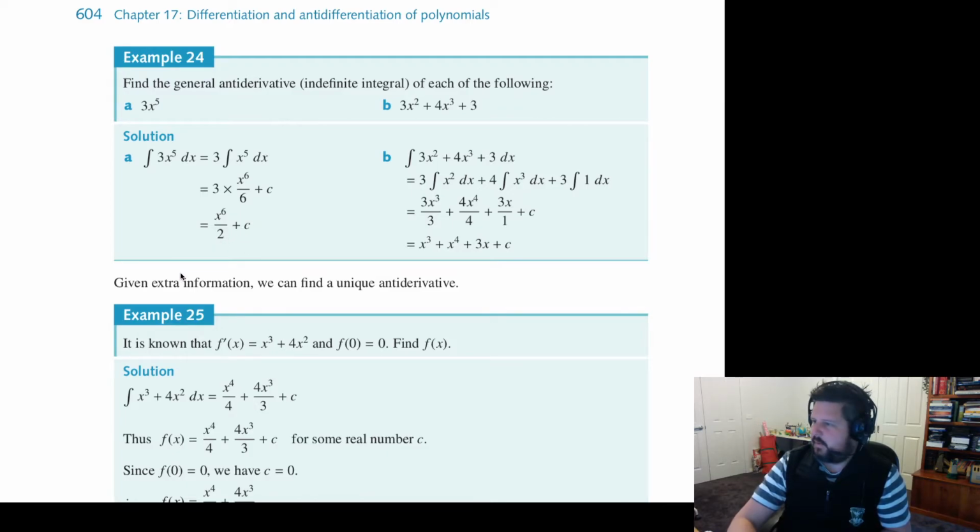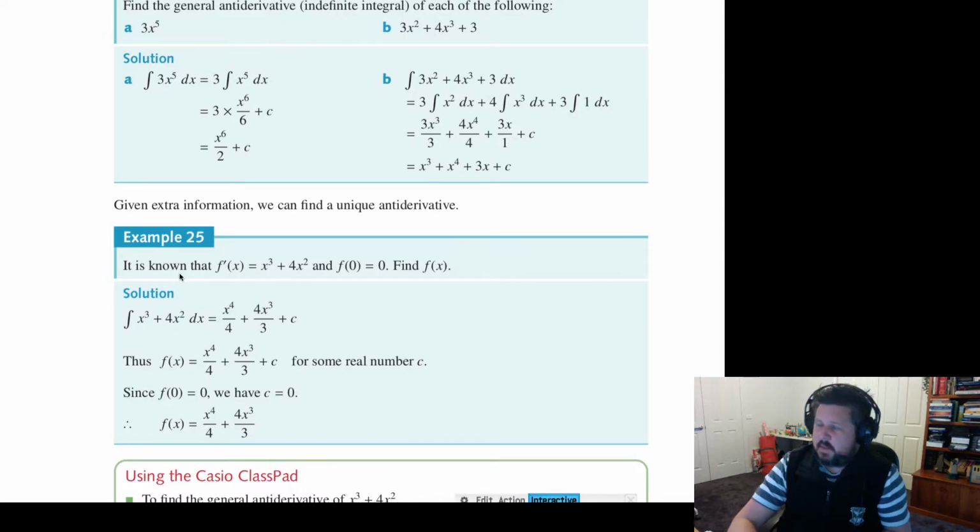Should be able to have success there with those. Next one, it says if you're given extra information, then you can find an actual unique antiderivative rather than just a general antiderivative with that plus c on the end. So for example here, it is known that the derivative, f dashed x, is equal to x cubed plus 4x squared. So we've got a derivative, and they want us to find the original function. So we need to anti-differentiate. Good news though is they've given us this additional information. They're saying f of 0 is equal to 0. And we can use this to work out what the value of c is.